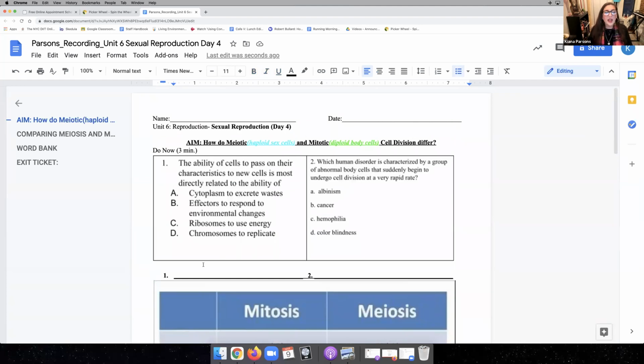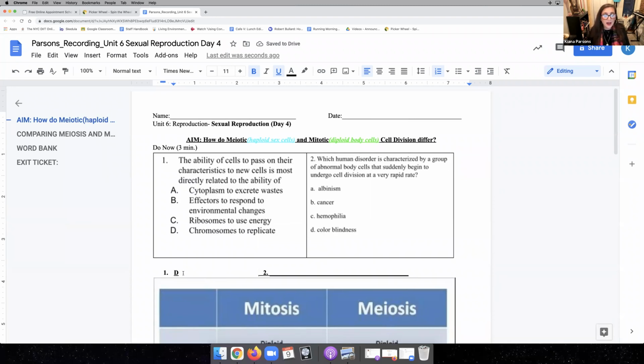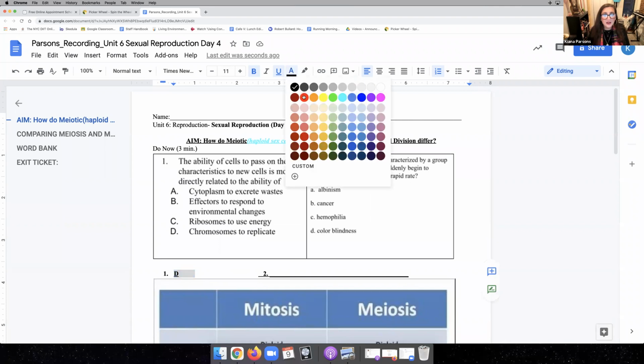So, question number 1. The ability of cells to pass on their characteristics to new cells is most directly related to the ability of the cytoplasm to excrete waste, effectors to respond to environmental changes, ribosomes to use energy, or D, chromosomes to replicate. And hopefully you guys remember, because we did this one on Castle Learning, that the answer is D. Because when we're talking about genetic information, we're talking all about the chromosomes, baby.